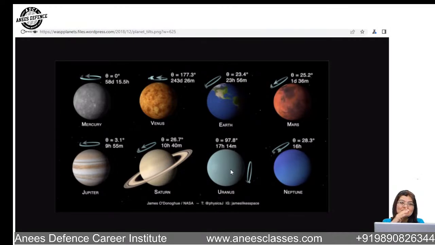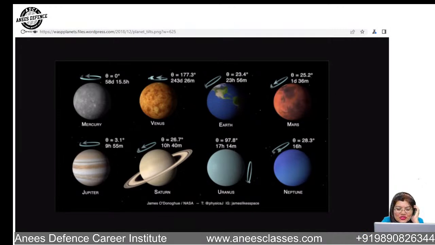98 degrees meaning if this was the erect position, then Uranus is lying like this. Uranus is lying on its side. I confirmed it on the things. So Uranus is lying on its side.